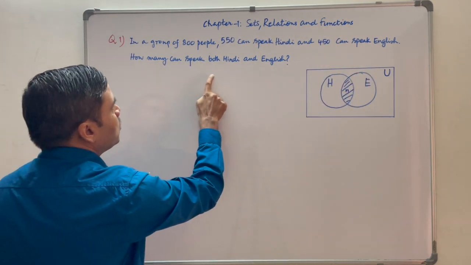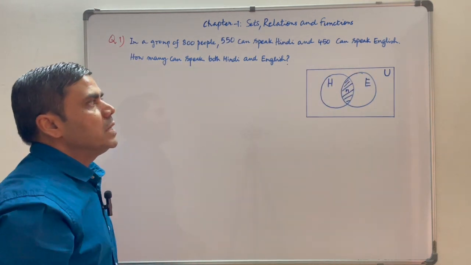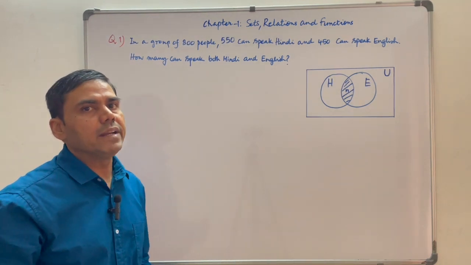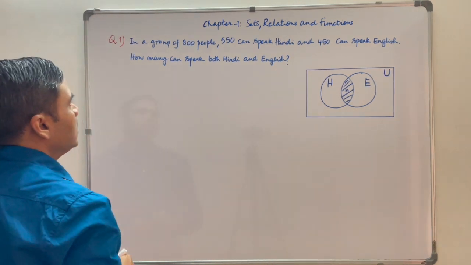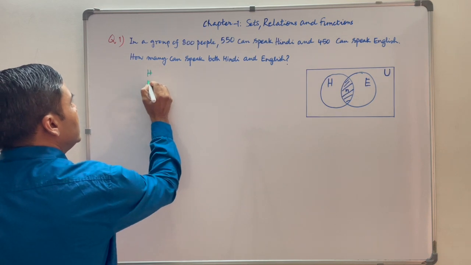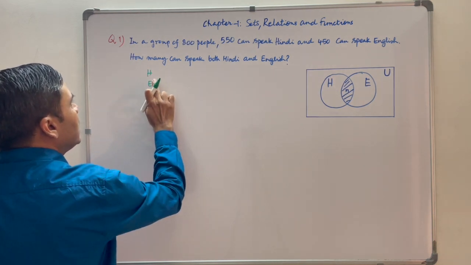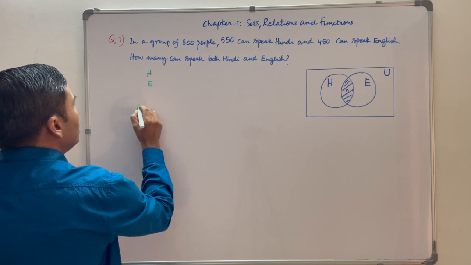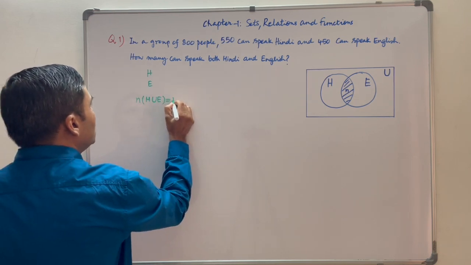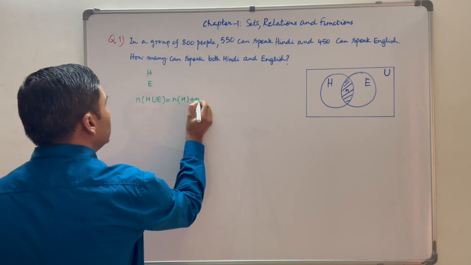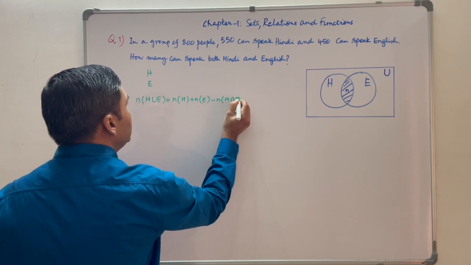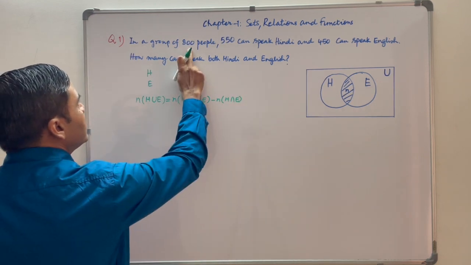How many can speak both Hindi and English? We can solve this question by two methods, by using formula or by using Venn diagram. So let us solve by using formula first. Consider two sets H and E, that of Hindi speaking people and English speaking people. So we can write n(H union E) is equal to n(H) plus n(E) minus n(H intersection E). So union is given as 800.